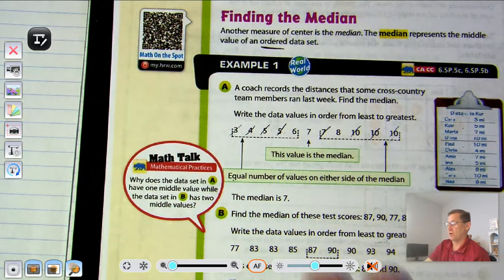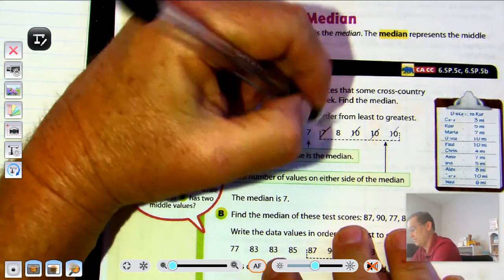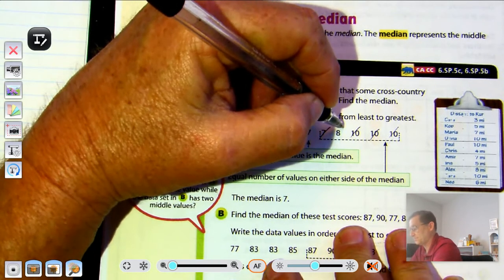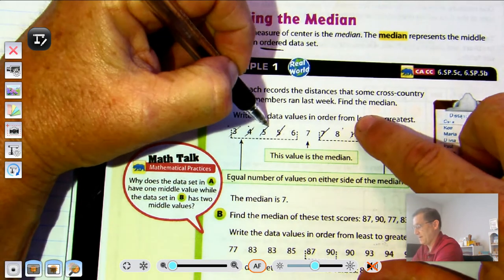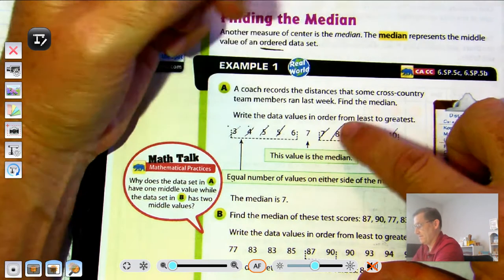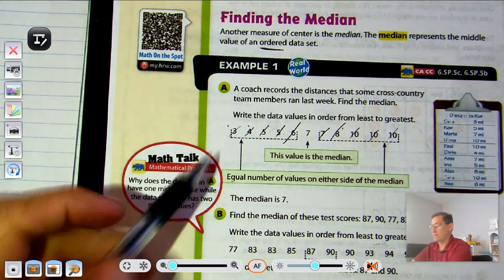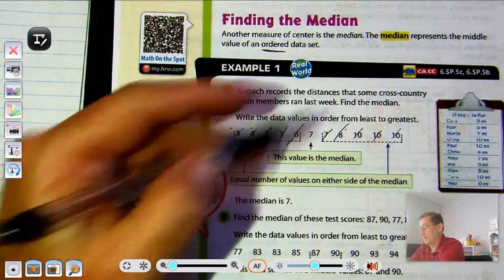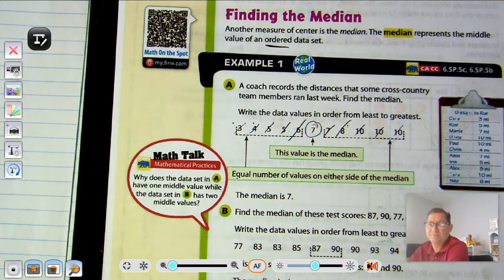So you notice that I've crossed off 4. Oops, sorry about that. 10, 3, 10, 4, 10, 5, 8, 5, 7, 6. Okay, so I crossed off 5 from each end, and that left 7 in the middle. So 7 is the median.